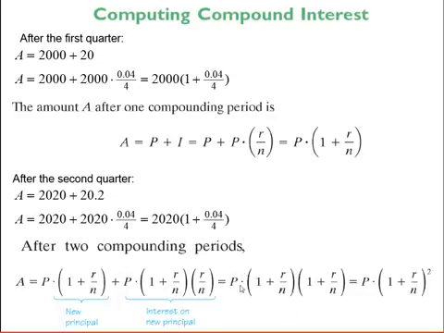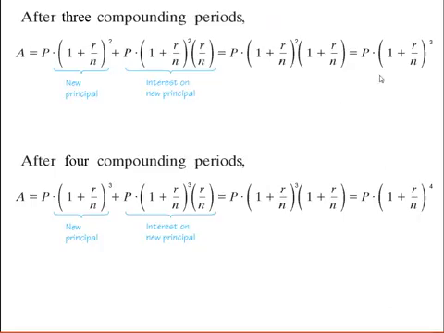Here's what we're going to have at the end of the second quarter. So we're going to have the 1 plus r over n actually appear twice. And we're going to get the square term right here. So at the end of 2 quarters, we get the square term here. At the end of 3 compounding periods, we're going to get this term cubed. At the end of 4 compounding periods, we're going to get this term to the 4th power.